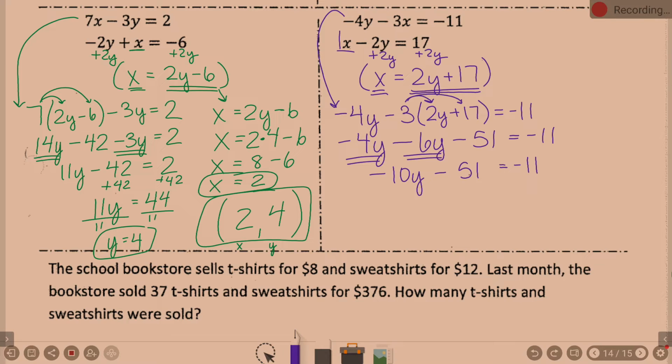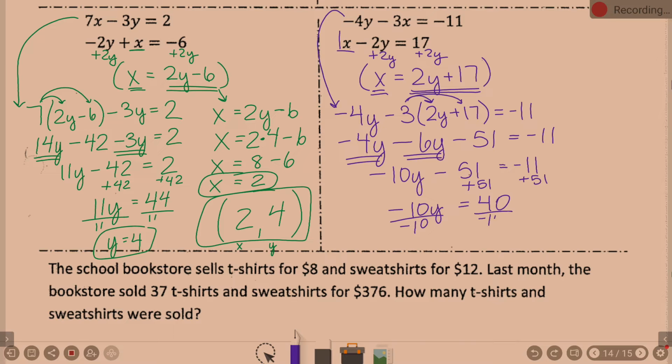No, we're trying to solve for y, so we're not going to add the 10y. If it's negative 10y minus 51, you're going to add the 51. Negative 10y carries down. Negative 51 plus 51 cancel. What is negative 11 plus 51? 40. Thank you. It's negative 10y equals 40.